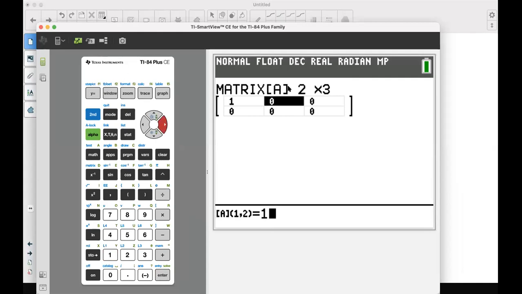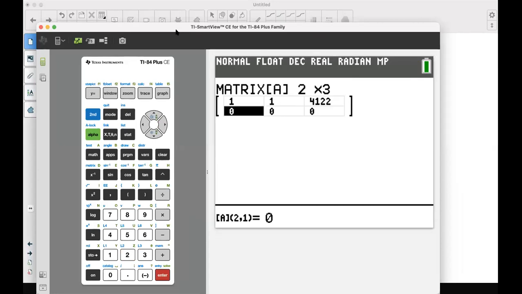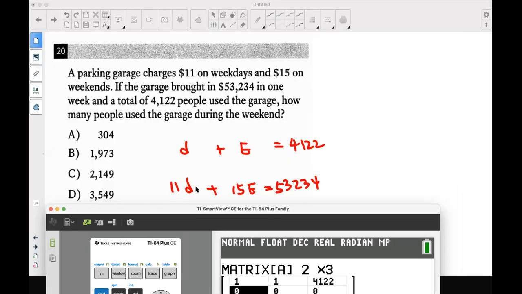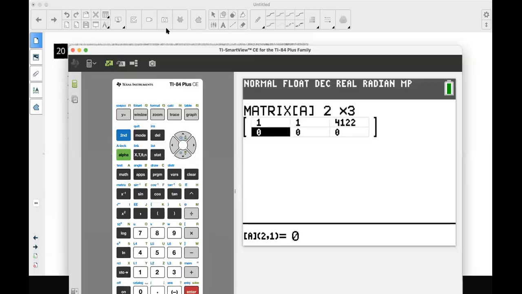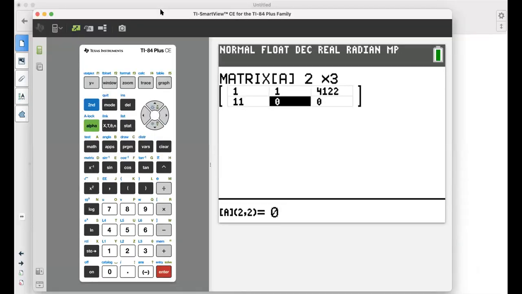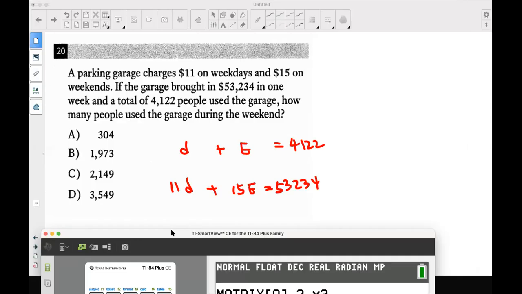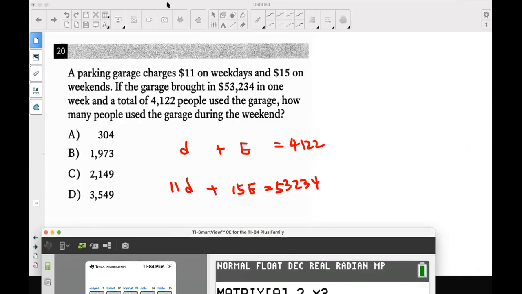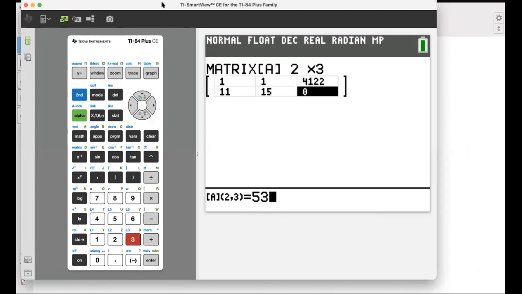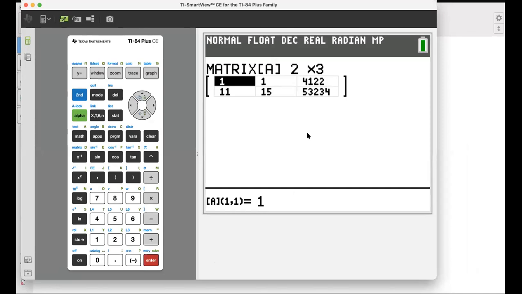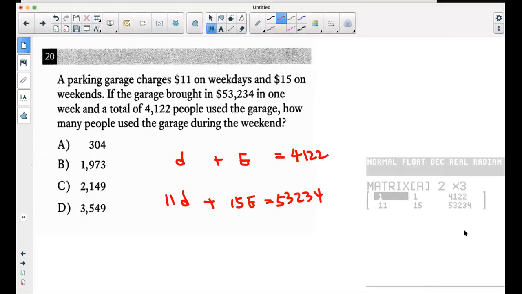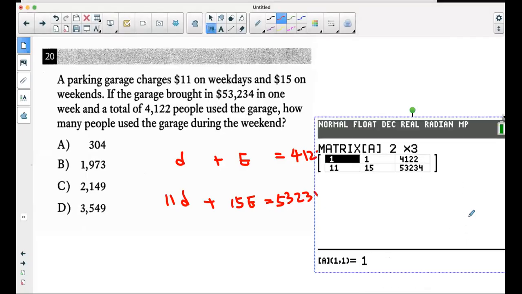1, 1, 4, 1, 2, 2. Now, the second row is 11, 15. Okay. And then the values are 5, 5, 3, 2, 3, 4. And once you type those things in, I'm gonna put that into the whiteboard over here.